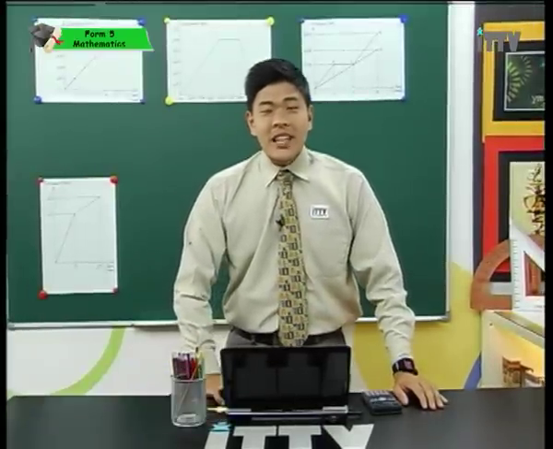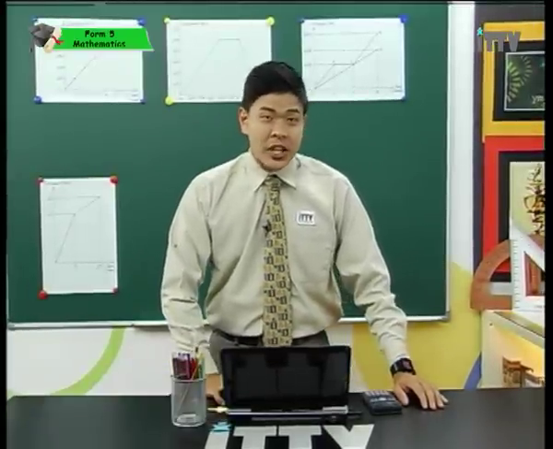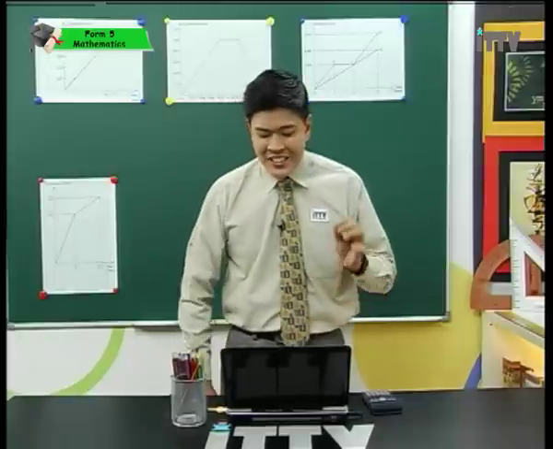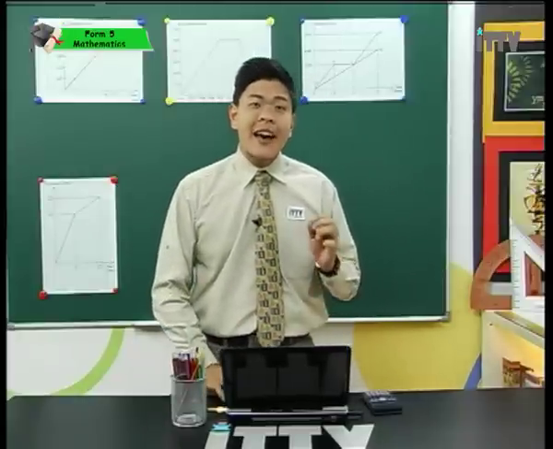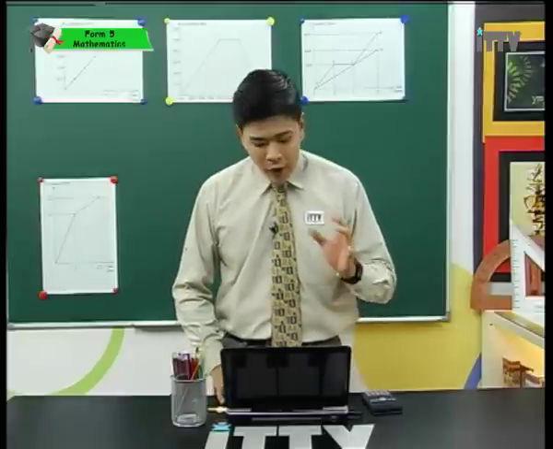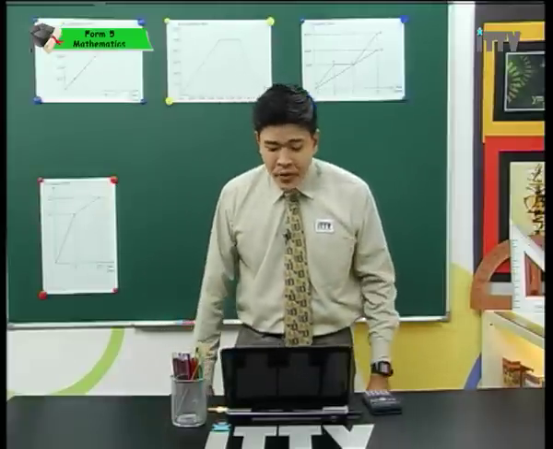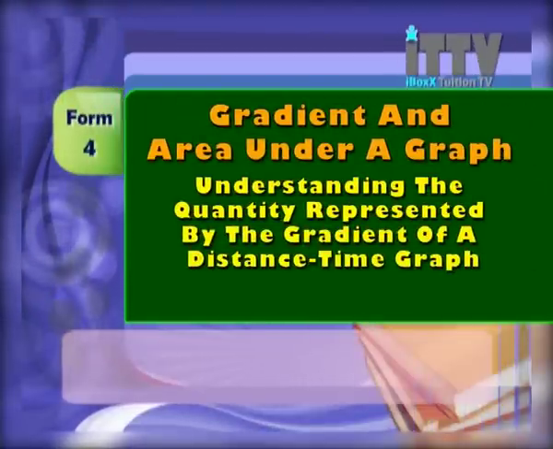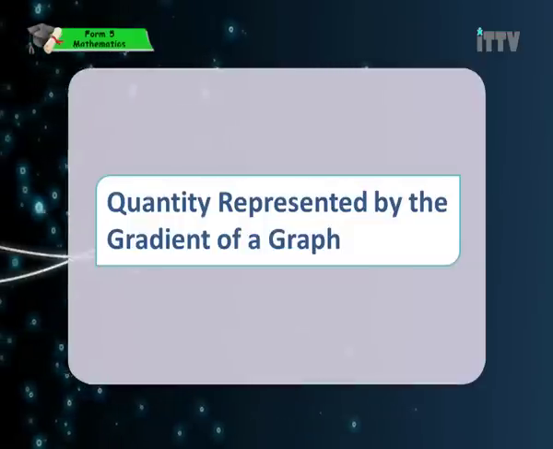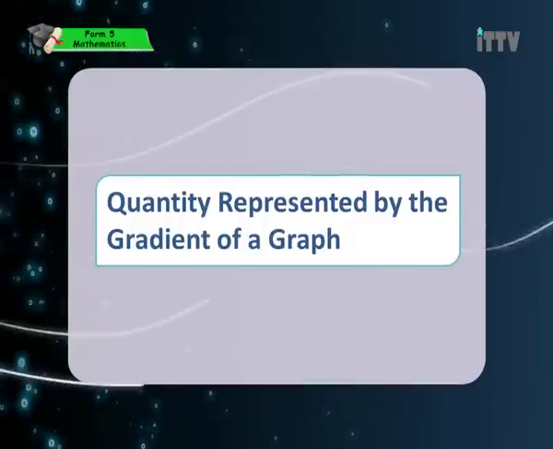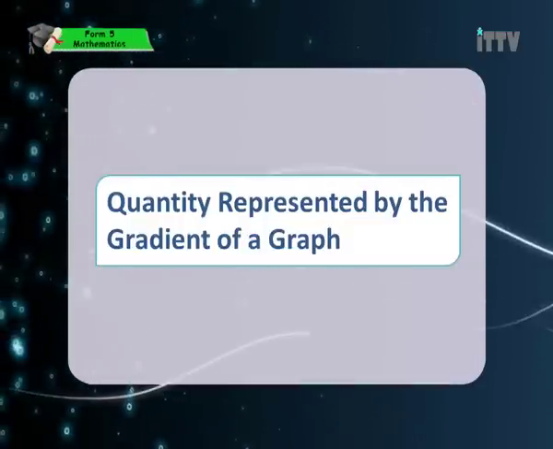Alright, so now it's time to take a look at our next chapter, and the title of this chapter is Gradient and Area under a Graph. Now let's take a look at the first aspect in this chapter: quantity represented by the gradient of a graph.